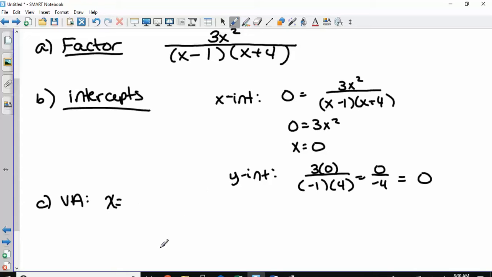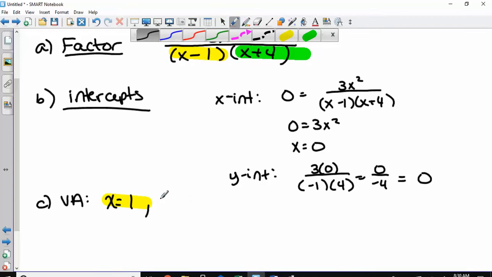Okay, so vertical asymptote, x equals what makes the bottom 0? If I'm looking at this, I have x minus 1, so what would make that 0? 1. We have x plus 4, so what would make that 0? So we have two vertical asymptotes, x equals 1 and x equals negative 4.